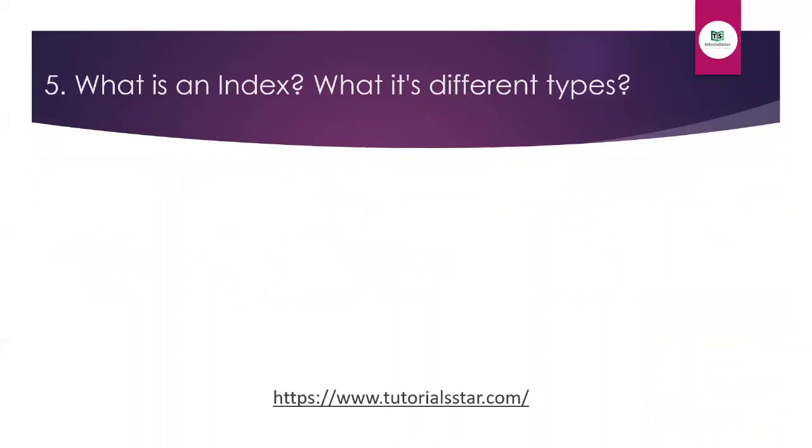So the next question is, what is an index and what are the types of index? An index is a data structure associated with a table or a view that provides quick search on the data in a particular column or columns of the table. Indexes reduce the cost of a query.